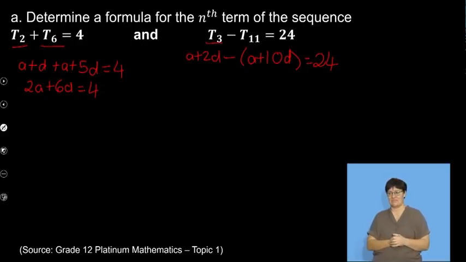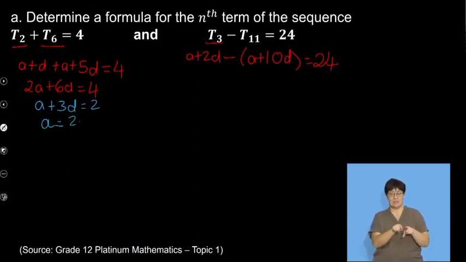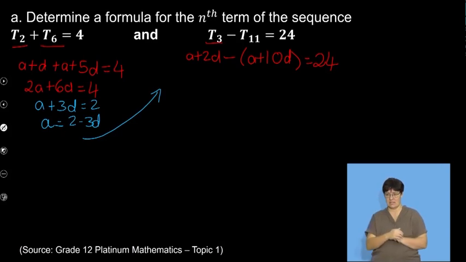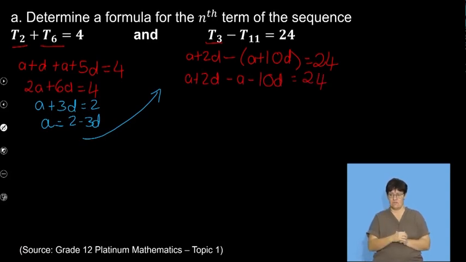So I'm then going to divide everything by 2 on this left-hand side because that's going to give me A plus 3D is equal to 2. So A will be equal to 2 minus 3D. I'm going to substitute that across, but before I substitute it, let me just simplify this side. I'm going to have A plus 2D minus A minus 10D is equal to 24. And actually on this side, guys, we can see that our lives are going to be much easier because the A's cancel. So I'm going to have 2D minus 10D is equal to 24.